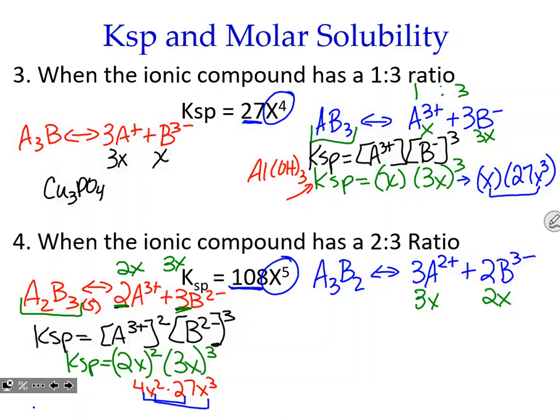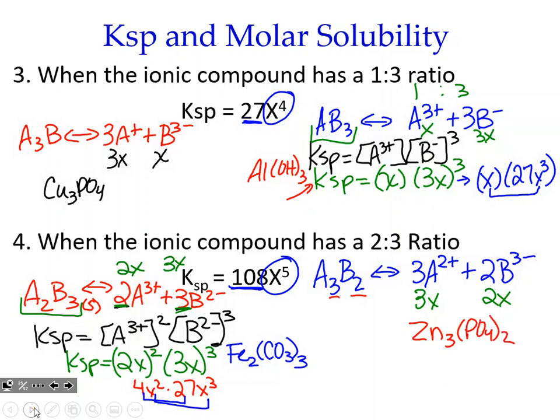A couple of examples for this one. An example for our A2B3 would be iron 3 carbonate. Oh, sorry, there should be a 3. Iron 3 carbonate, that works for that side. Over here, an example of this 3:2 would be zinc phosphate, like so. So those are a couple of examples and where those Ksp ratio numbers come from and why we are allowed to just use them that way.